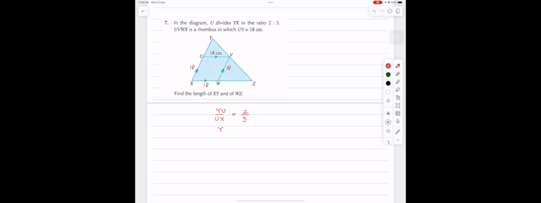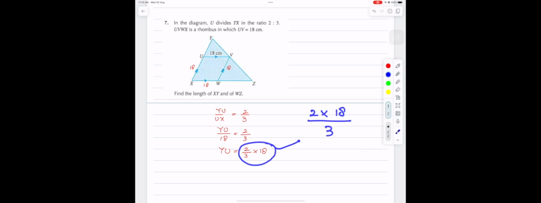If you put this value, you can find the value of YU. You can do cross multiplication, that is 2/3 multiplied by 18, or you can multiply them together first, or it's your choice. You can also do simplification first. So 18 divided by 3 is 6, times 2 is 12. So YU is 12. That is the value of YU.